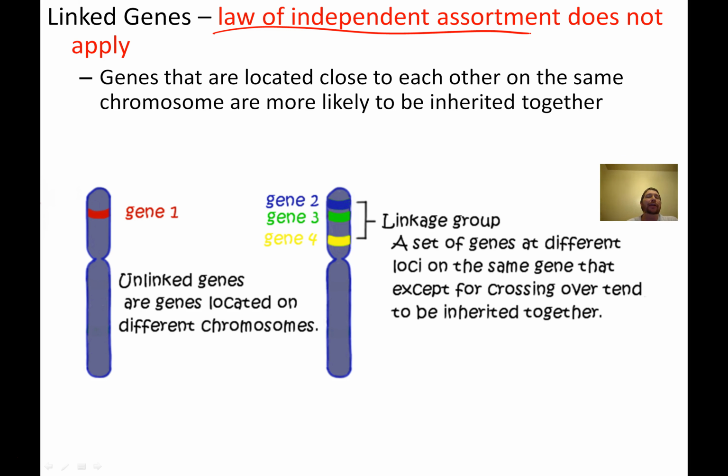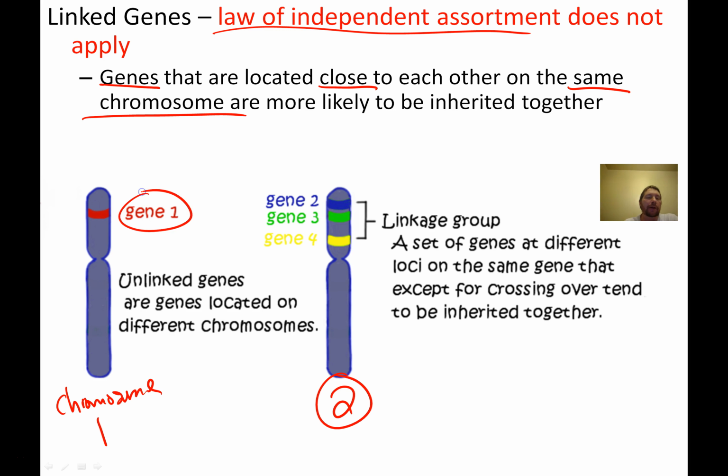So the idea behind linked genes is genes that are located close to each other on the same chromosome are more likely to be inherited together. It doesn't always happen, but it's far more likely to happen. So if we look at this picture, let's say this is chromosome 1 over here, and this is chromosome 2 over here. So we got two different chromosomes.